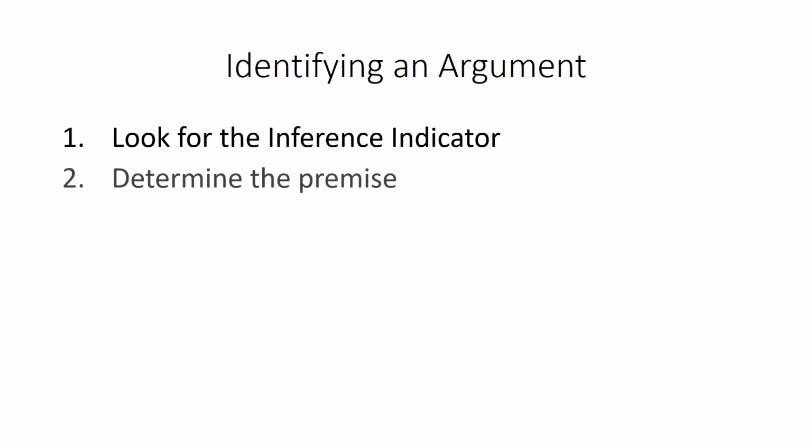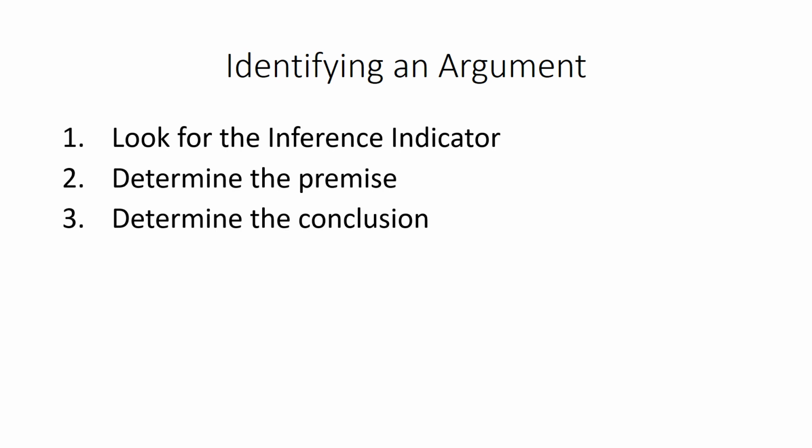Then, determine the premise. If you have a conclusion indicator, well, just look before that word. What comes before it will be the premise. If you have a premise indicator, well, what comes after it will be the premise. So go back and review those words. What comes after this type of word? What comes before it? And so on. Then determine the conclusion.